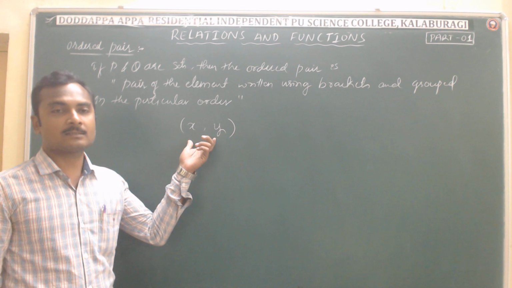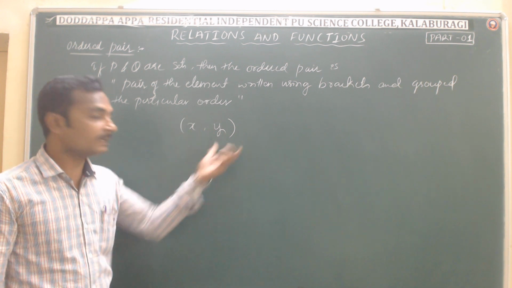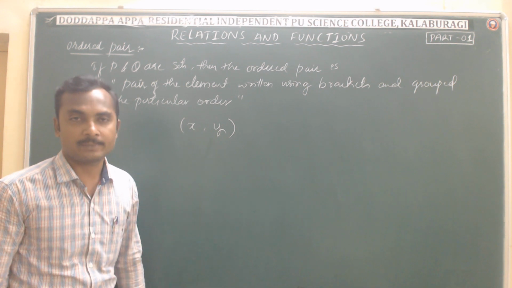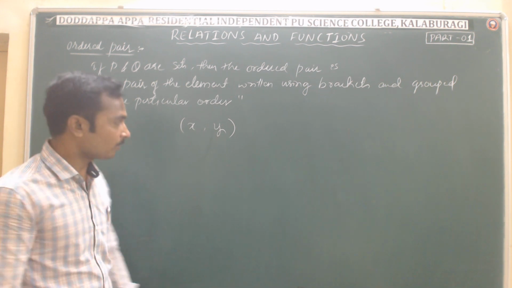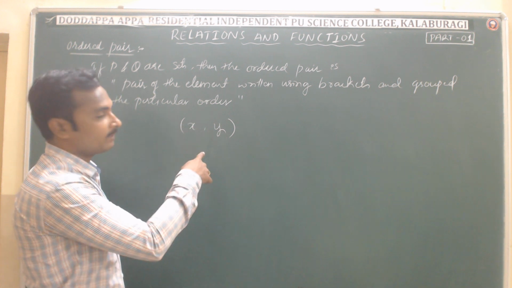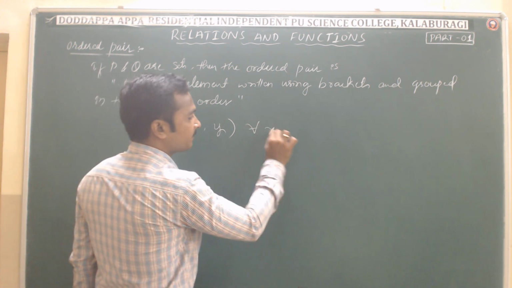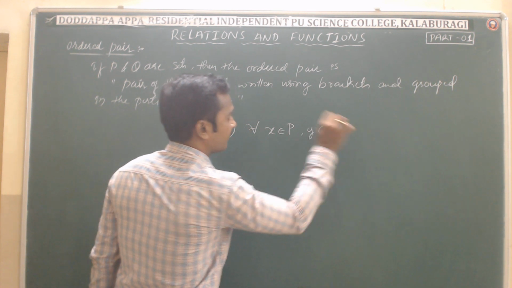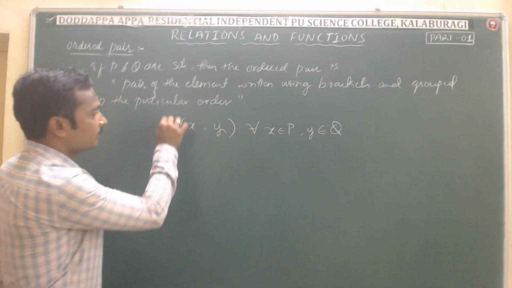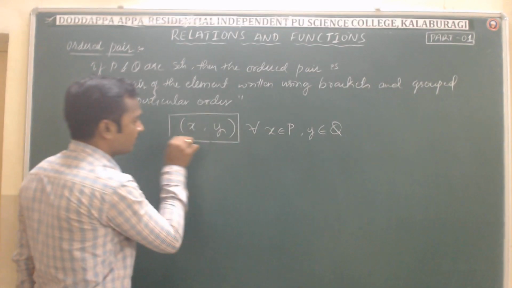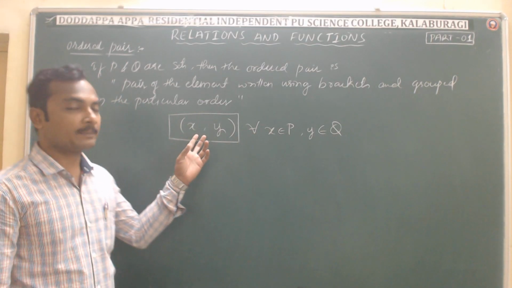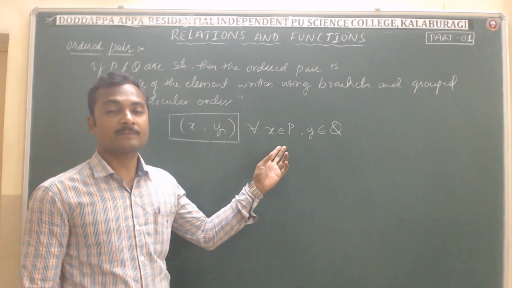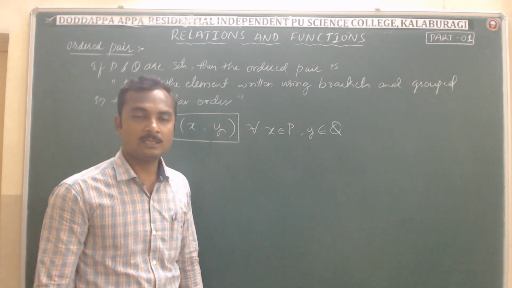And these elements are written in the brackets, and this complete term I can say is an ordered pair. Provided the ordered pair element x comma y, for all x must be an element of the first set and y must be an element of the second set. This is very important. So this ordered pair element x comma y is nothing but the ordered pair element, where x must be an element of the first set, y must be an element of the second set.